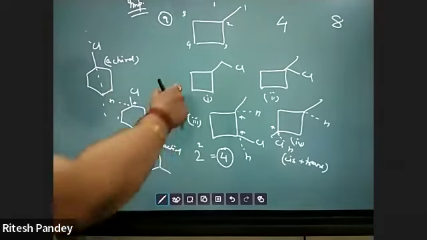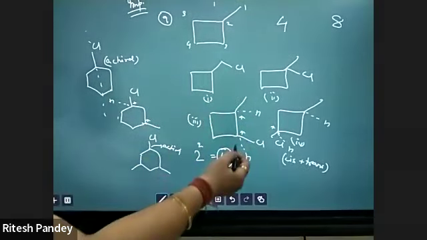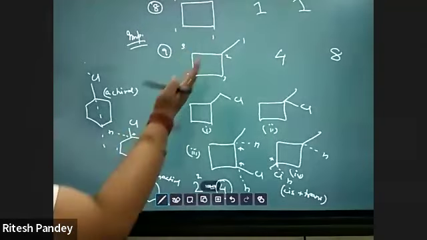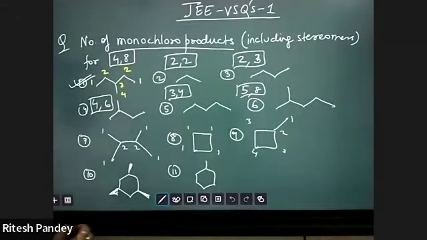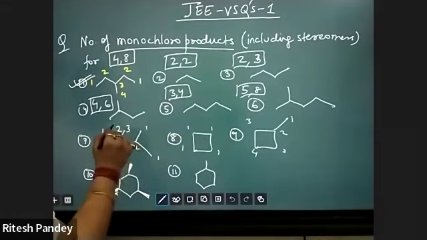But what is for courses? Generally for finding stereoisomerism, I would recommend you draw the structural isomers and then go by your practical wisdom. So 8, 1 and 1, 9, 4 and 8. This was 2 and 3.